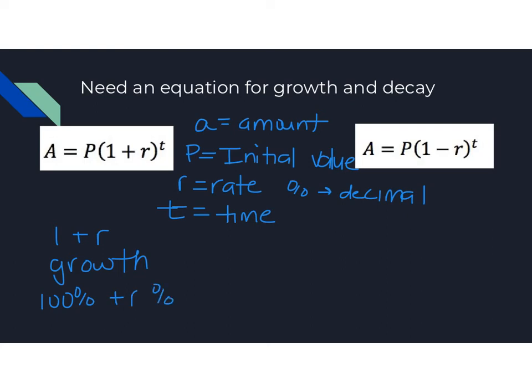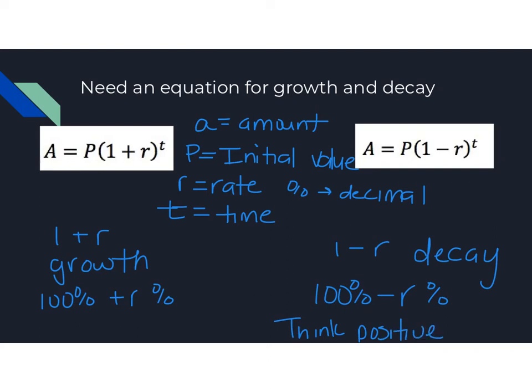For the situation on the right, you're going to do 1 minus R to get your value less than 1 to give you your exponential decay. So you have your 100%, and then you're taking away your rate. When doing this, you want to think positive and represent what you have left, not what you spent or what you've lost.